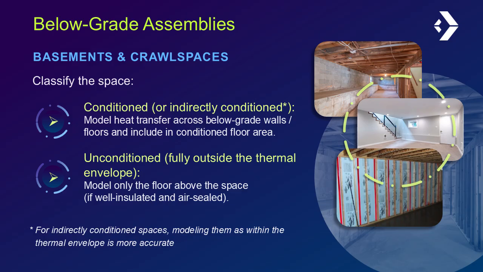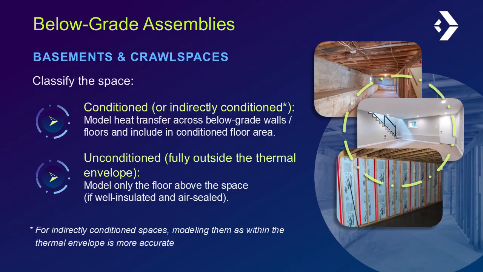For basements and crawl spaces, the first step is to classify the space and how you plan to model it. You can either model the below-grade space as within the conditioned envelope and model the heat transfer across the below-grade floors and walls, as well as any above-grade components for walkouts or having the top of the wall exposed. In this instance, you don't model the heat transfer across the basement ceiling or the first floor, and you include the area as part of the conditioned floor area.